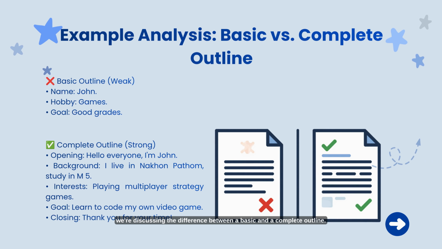In this slide, we're discussing the difference between a basic and a complete outline. Let's break it down. First, we have a basic outline, which is quite minimal, simply listing a name, hobby, and a goal. This approach lacks depth and engagement. Now, let's look at the complete outline, which is much more impactful.